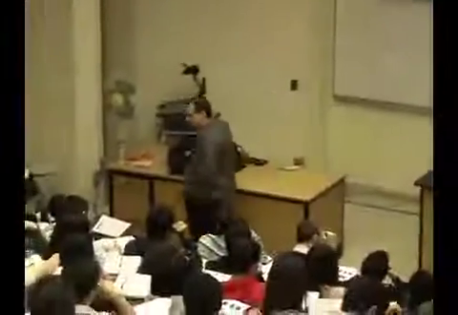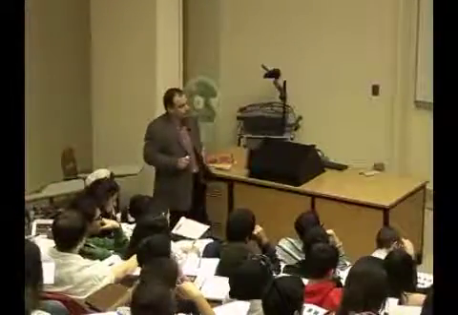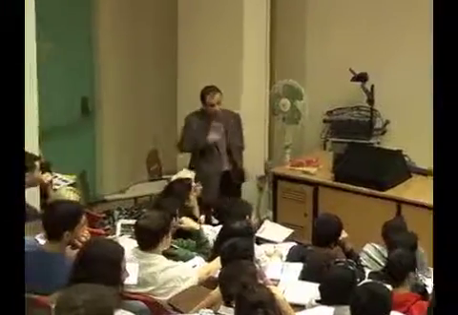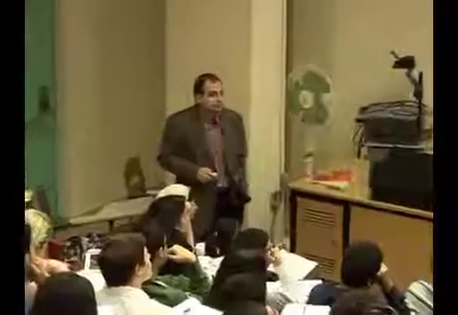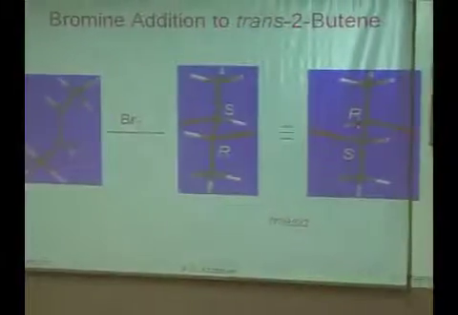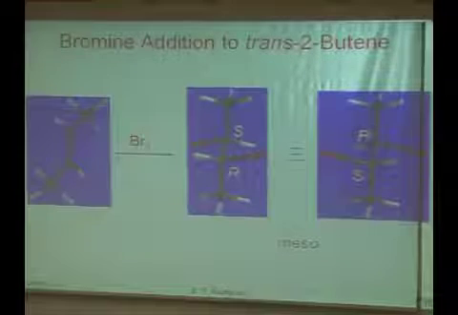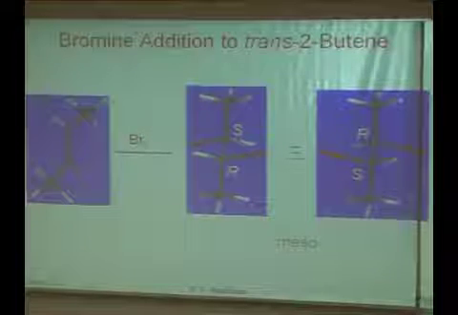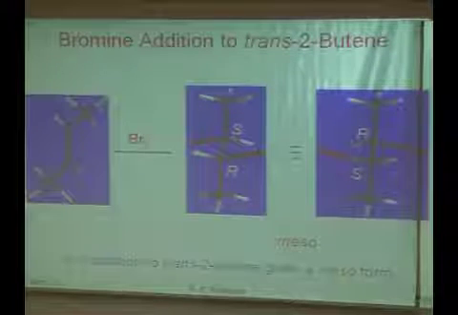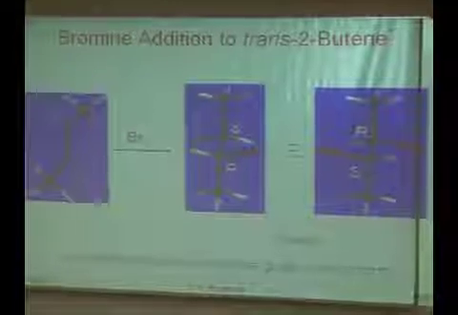Now, why is this molecule meso? It has what? It has a center of symmetry right here. Bromine, bromine, hydrogen, hydrogen, methyl, methyl. So you can see a center of symmetry. That's why this molecule is meso. So the anti-addition to the trans alkene is giving us a meso compound.